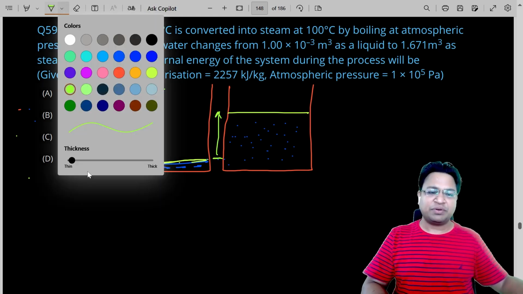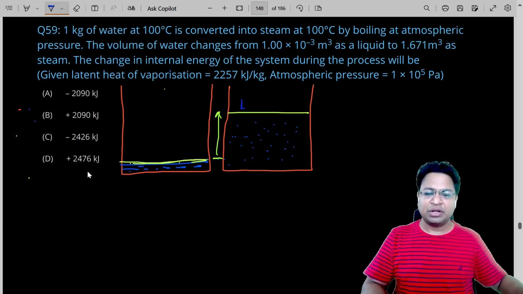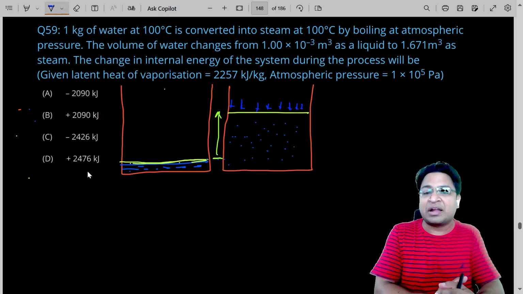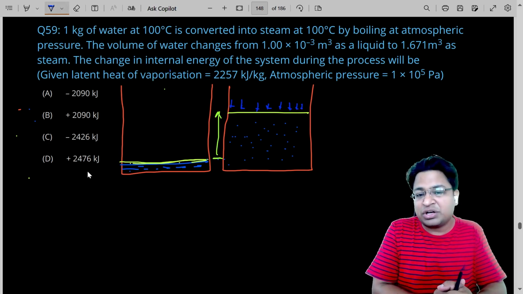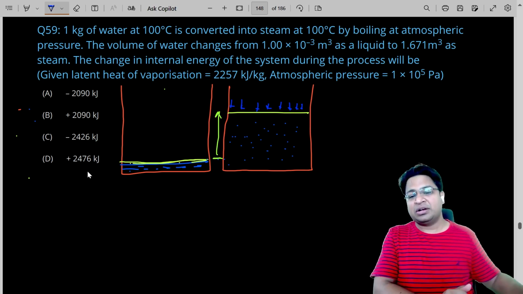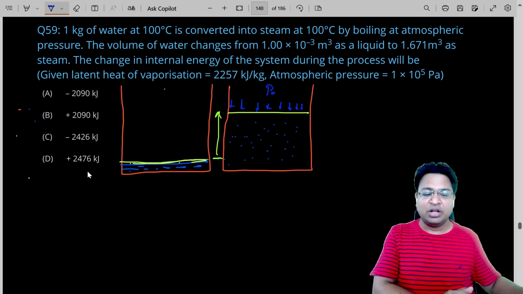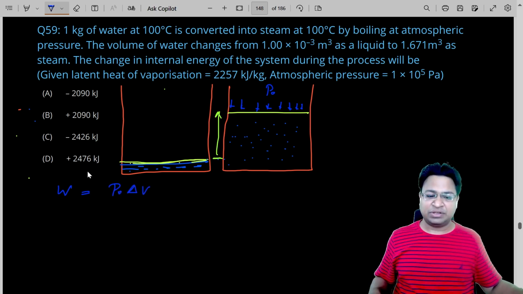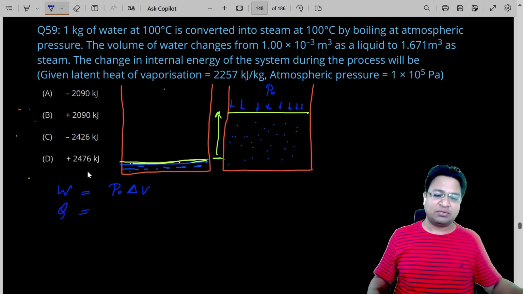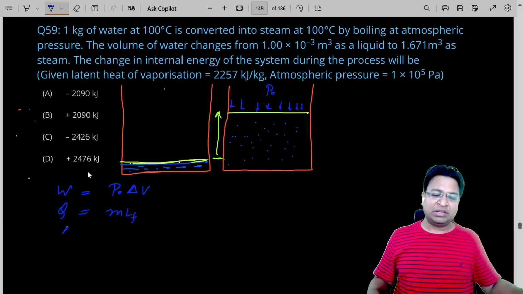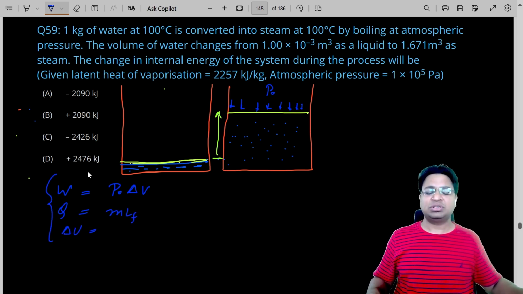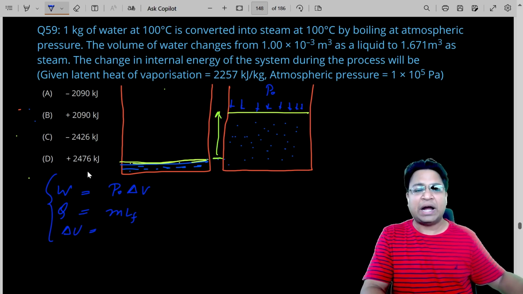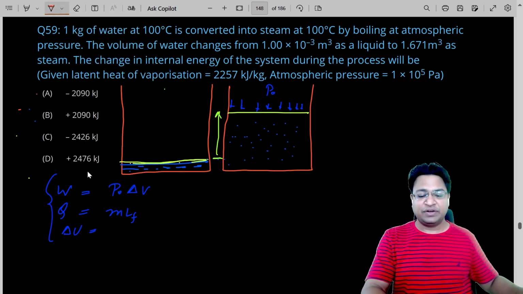There was always atmospheric pressure acting from the top. So the water vapor has to displace this piston against the atmospheric pressure, which means water vapor has done some work. This pressure is constant, which is, let's say, P naught. So the work done by water vapor would be P naught into delta V. Heat supplied we can calculate using M into LF, and therefore delta U can be found out by using the first law of thermodynamics. So that is the whole idea. This is what we are going to do. Let's finish the calculation now.